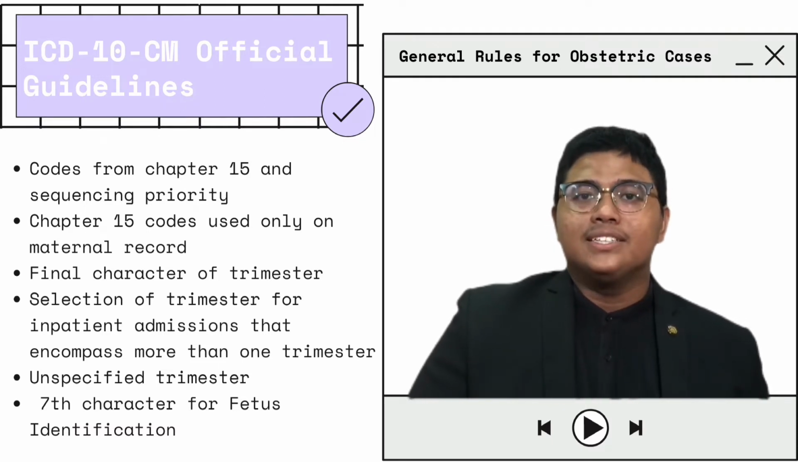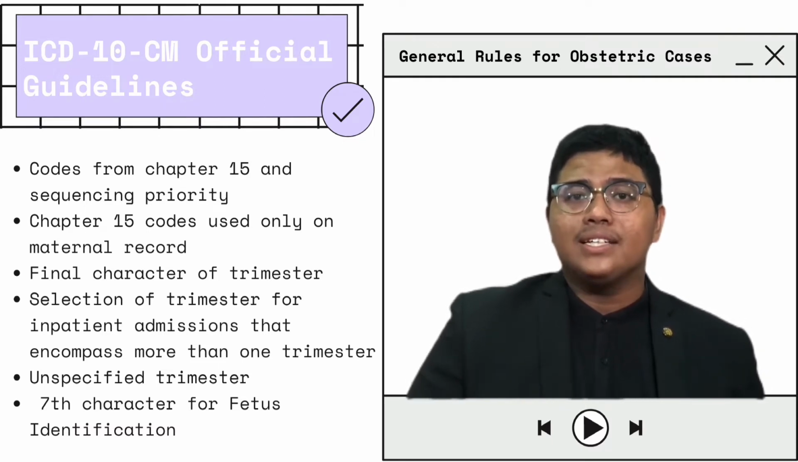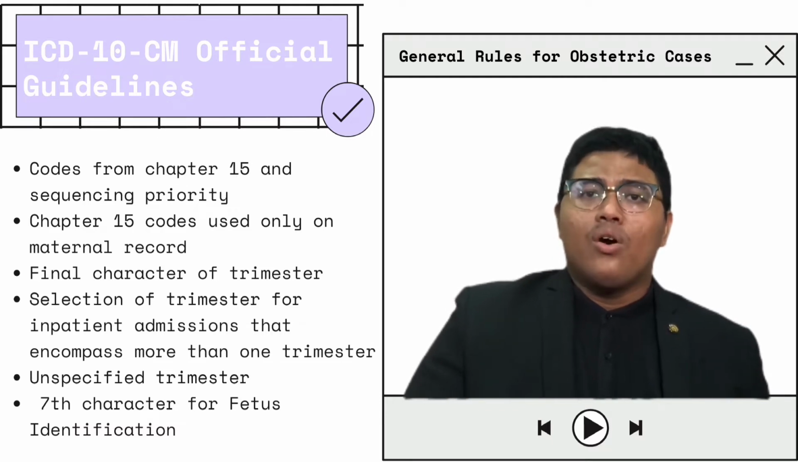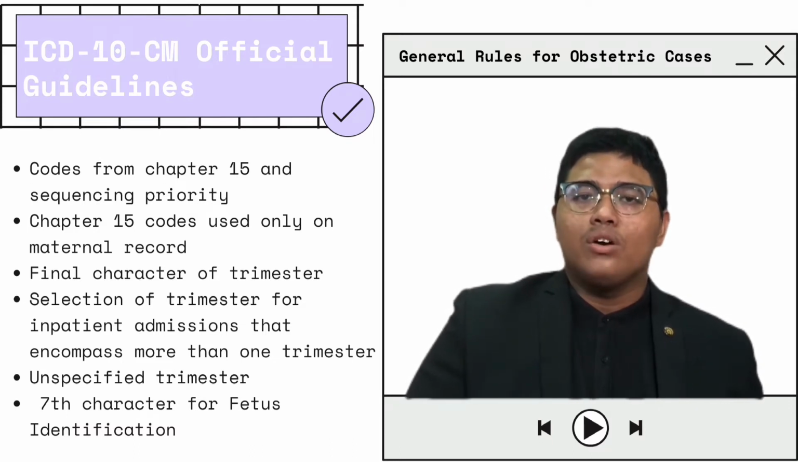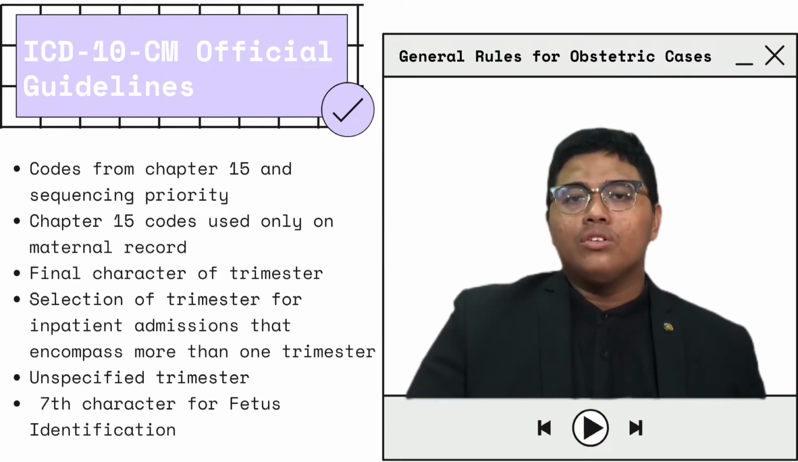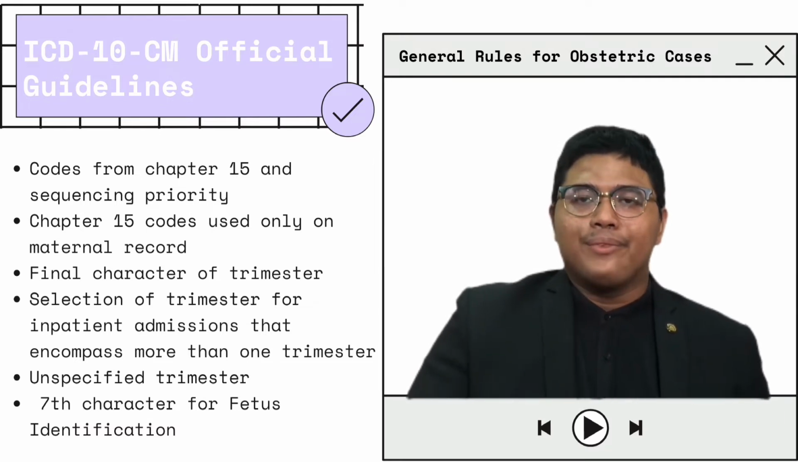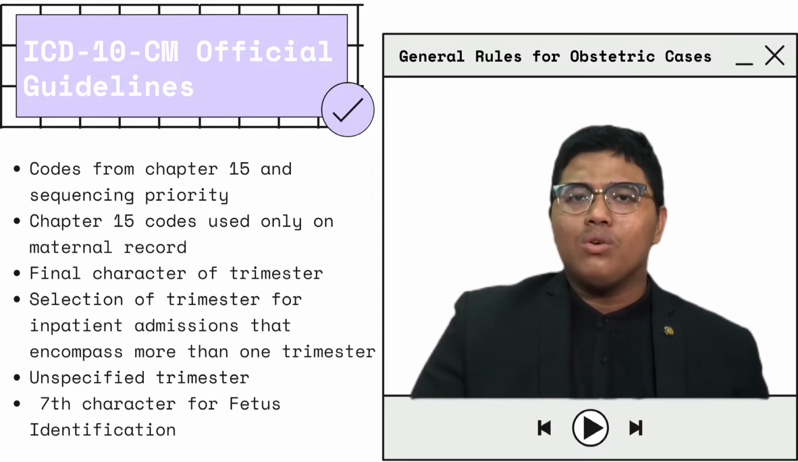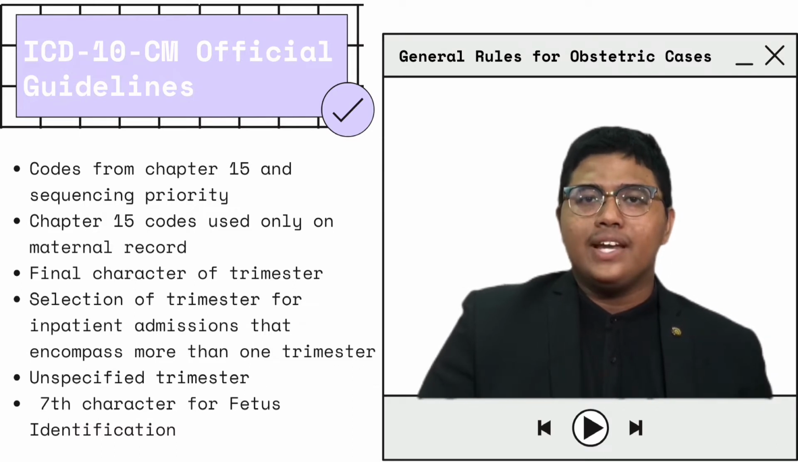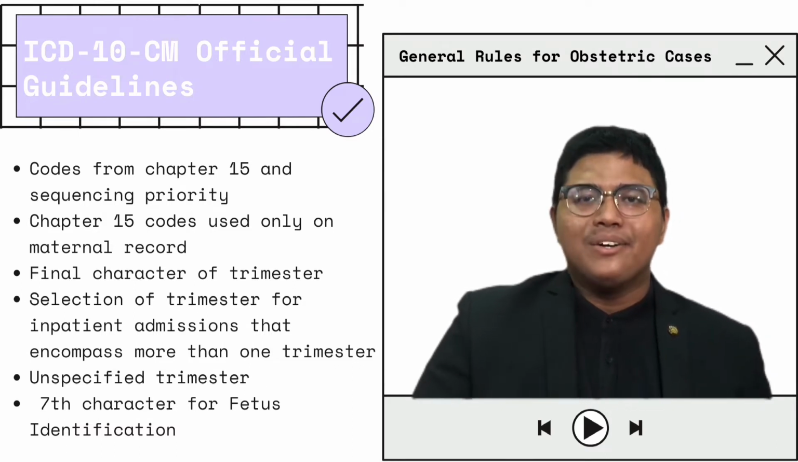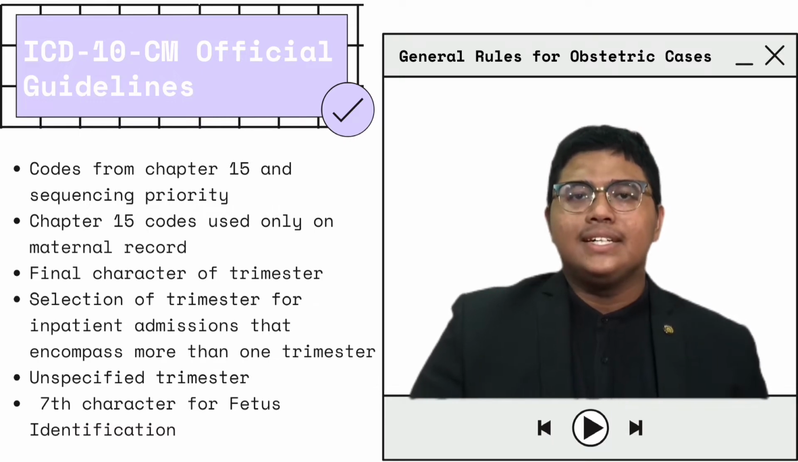And last but not least, the 7th character for fetus identification. A 7th character should be added to certain categories: O31, O32, O33.3, O33.6, O35, O36, O40, O41, O60.1, O60.2, O64 and O69 to identify the fetus for which the complication could apply. The 7th character should be 0 in the case of single gestations, when there isn't enough information in the record to figure out which fetus was affected and it is not possible to get more information, or when it isn't possible to tell which fetus is affected.